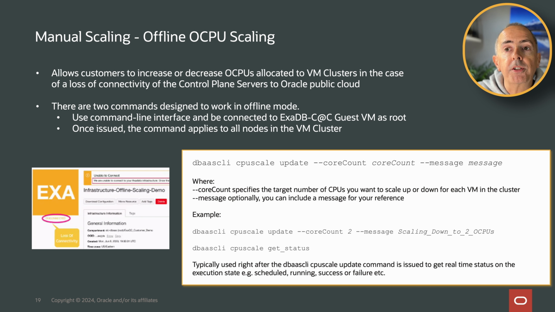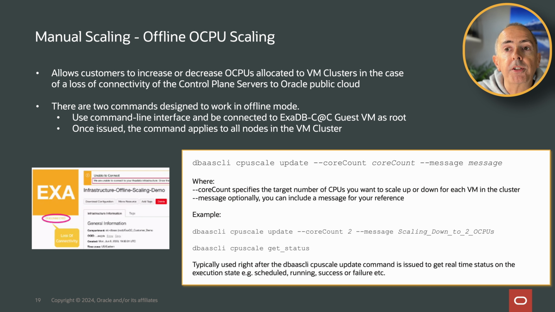So in this example here, we're scaling down the number of OCPUs to 2, and we can also send a message. After we've done that, we can issue the scale get status command, and this will give us an up-to-date status of exactly where in the process we are with that scaling. So let's move on to automated scaling.